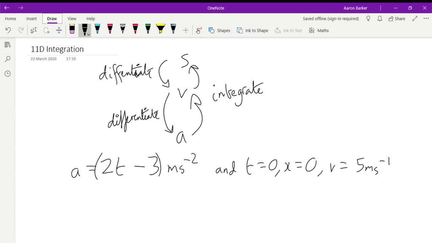And the reason they give these boundary conditions is because when you integrate, you'll end up with plus c, a constant, and you'll need to work out what your constant has to be. So part A in this example is find an expression for the velocity in terms of t.